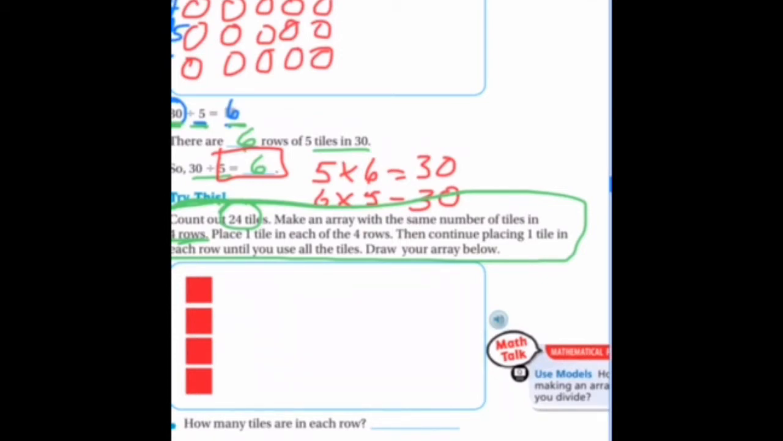Now, if you feel comfortable, this is a great time for you to pause the video, do the work on your own. When you're done with the work, resume the video and check your work with my answers to make sure you're on the right track.